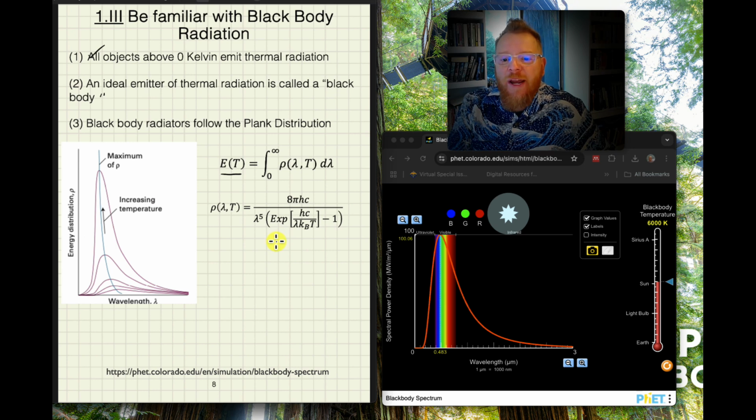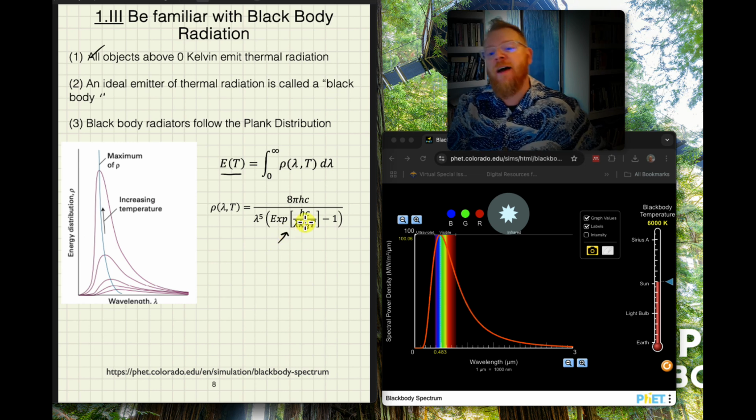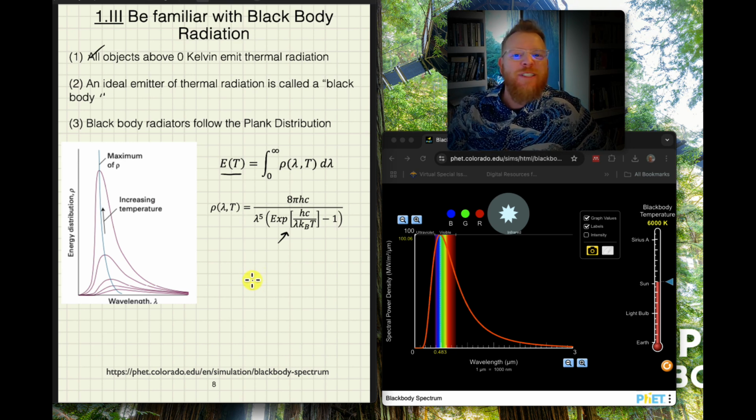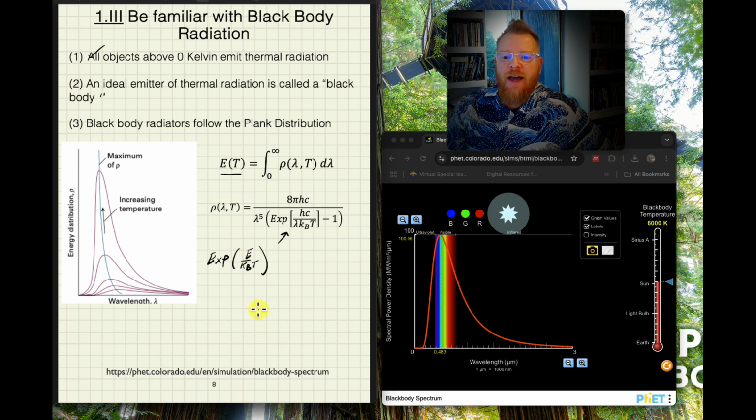Now I want to point out this exponential that's in the denominator of the equation there. Again, I'm not going to go into full details of how this is derived, but I do want you to notice that there is a partition function going on there. If you recall from last semester, partition functions follow this general form of exponential to the negative energy, or usually just to energy divided by K Boltzmann T. The negative sign doesn't necessarily always have to be in there, so we'll just leave it as energy divided by K Boltzmann T.